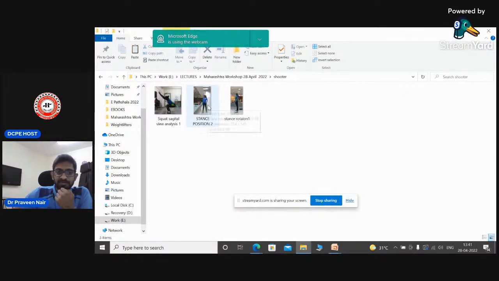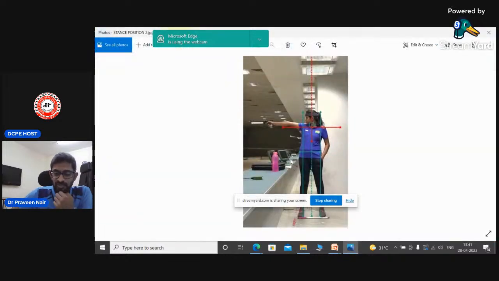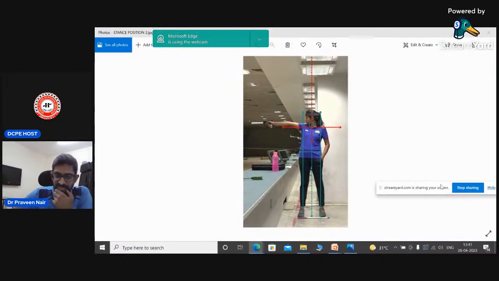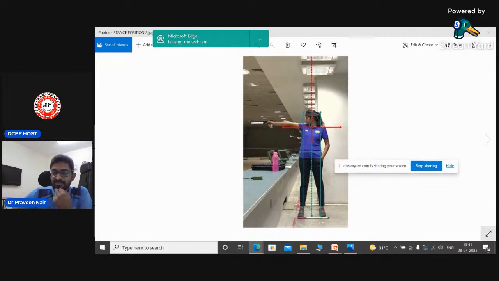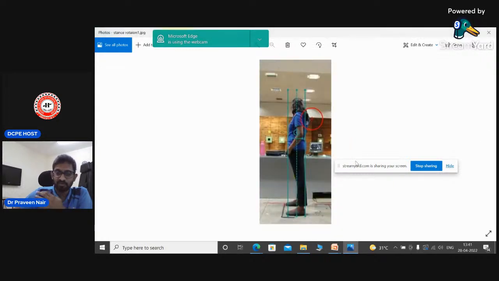Yeah, this is a national level shooter. We have done the shooting analysis. As you can see, there are some differences in the stance position. The player is young, so we have not advised any change in the technique. Rather, we have advised a certain strengthening program along with the S&C, strength and conditioning, and the athlete is working on her posture.